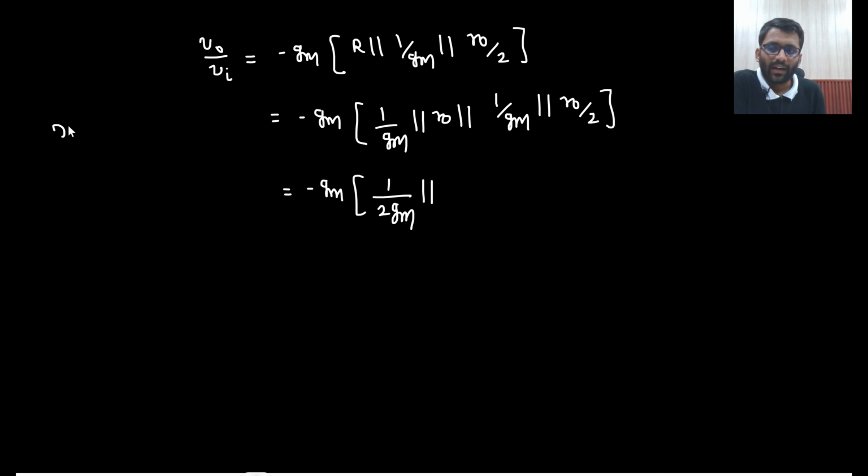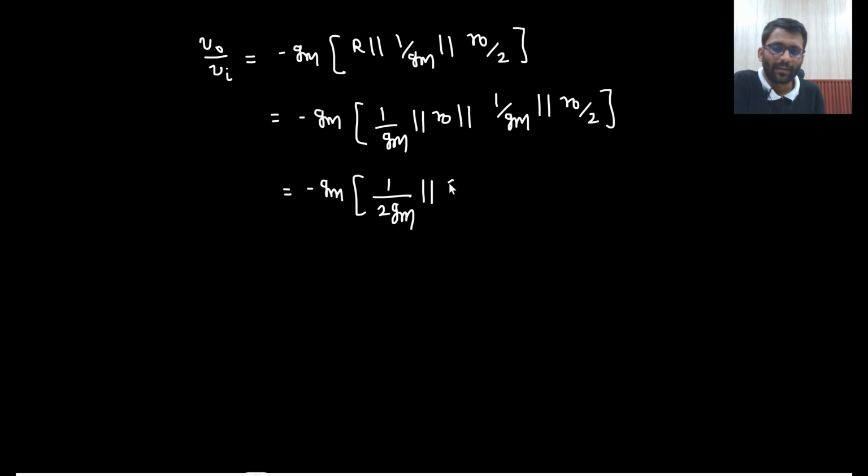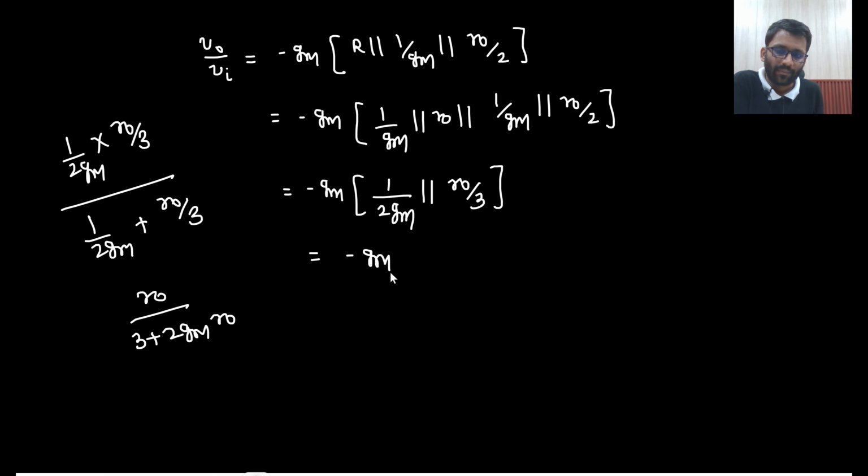And R0 parallel R0 parallel R0 by 2. What it will give me? R0 square by 2 plus 3 R0 by 2. So basically R0 by 3. So this will give me R0 by 3. Now what this parallel combination will give me? 1 by 2 Gm into R0 by 3 plus 1 by 2 Gm plus R0 by 3. So R0 upon 3 plus 2 Gm R0, right? So this will be minus Gm into R0 upon 3 plus 2 Gm R0.